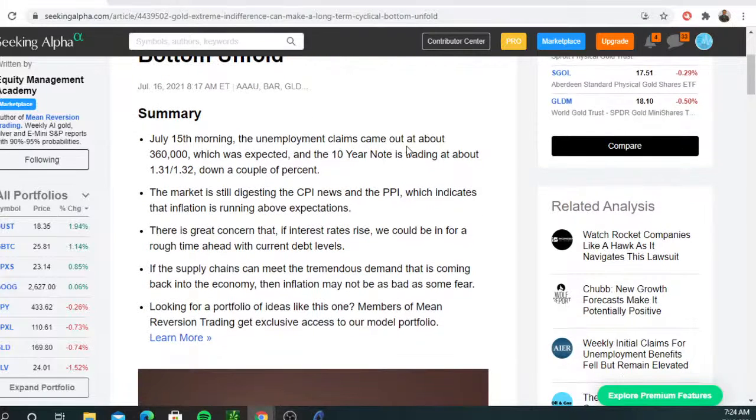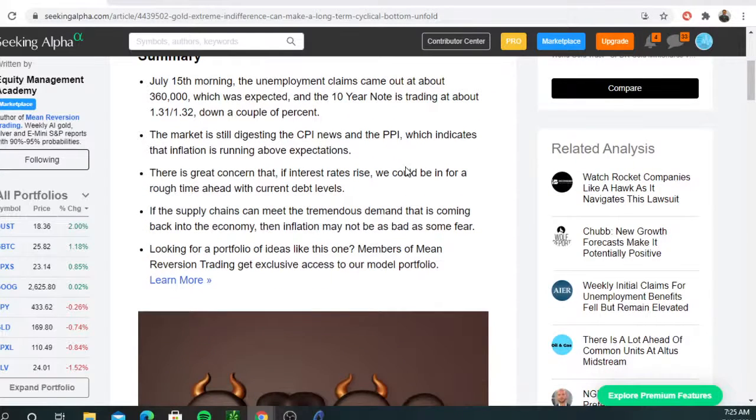Summary. July 15th morning, the unemployment claims came out at about 360,000, which was expected, and the 10-year note is trading at about 131, 132, down a couple of percent. The market is still digesting the CPI news and the PPI, which indicates that inflation is running above expectations. There is a great concern that if interest rates rise, we could be in for a rough time ahead with current debt levels. If the supply chains can meet the tremendous demand that is coming back into the economy, then inflation may not be as bad as some fear.